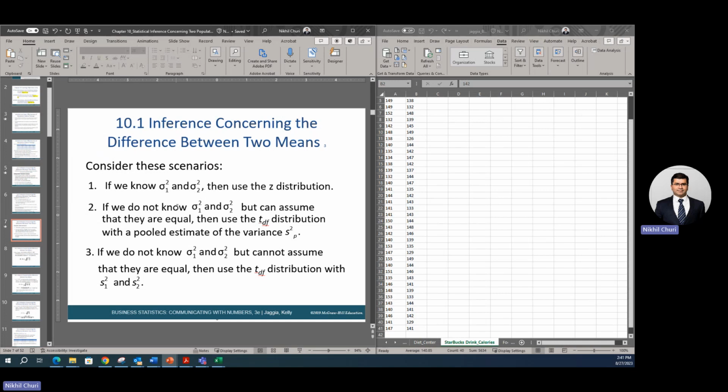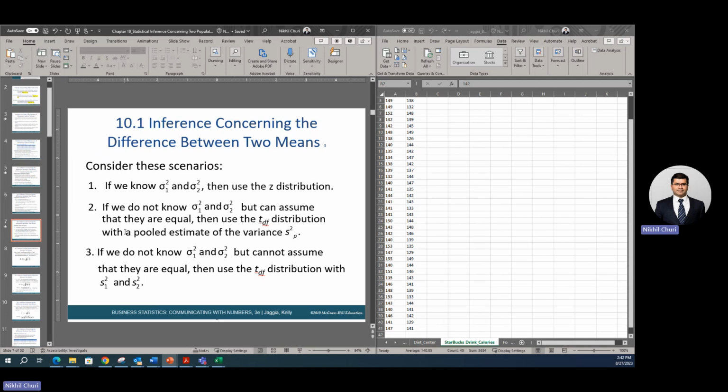Second scenario, if we do not know the variances of population 1 and population 2, but we can assume that they are equal, then we use the t distribution, which we'll be learning about as we go through this lecture, with a pooled estimate for variance, s square p. Since it's s, it's an actual English letter, so I know we are talking about the sample, and sp square has a formula, which I'll be sharing as we go.